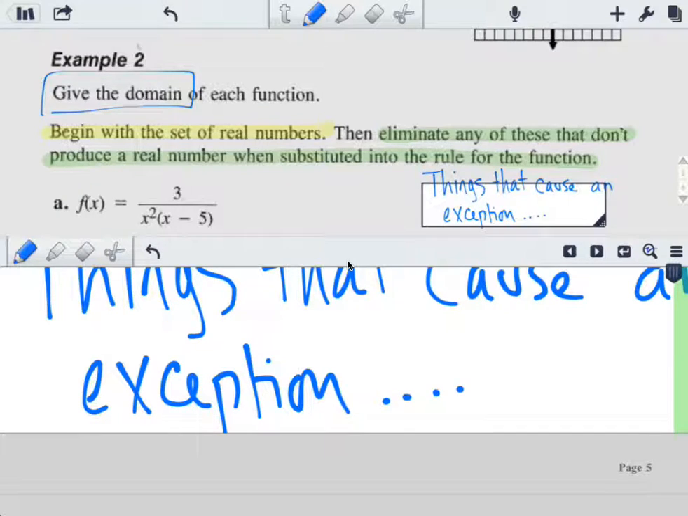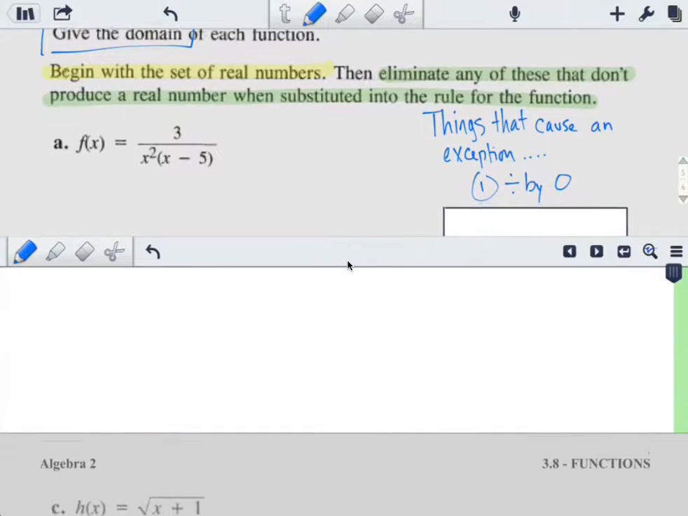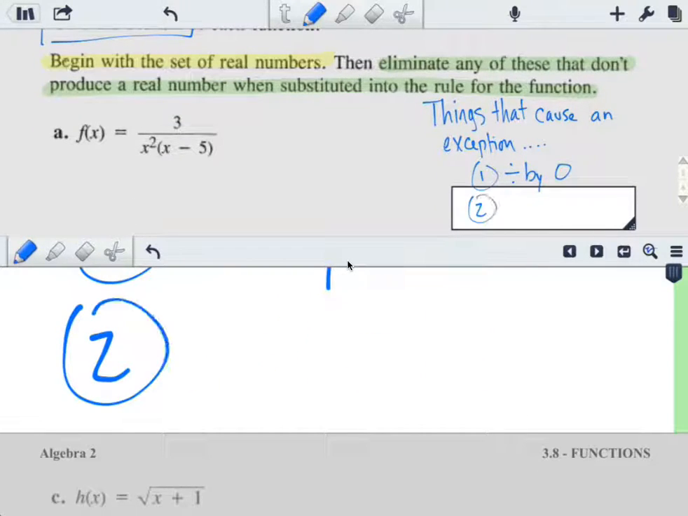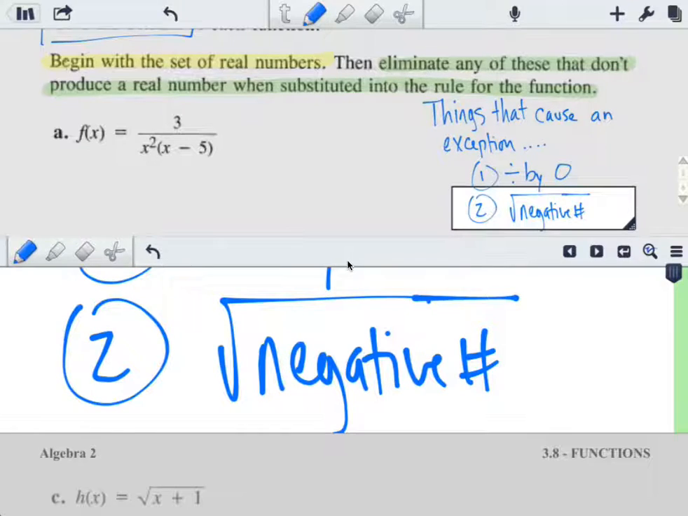Okay, well, the first one we want to think about is if we divide by 0, that's an issue. The second thing is that we take the square root of a negative number. That's also an issue. Those are the two mainly we'll look at. There's other stuff out there, but we won't tackle those yet.